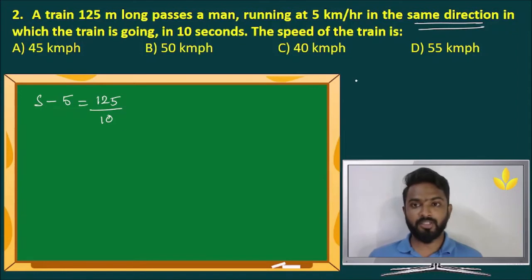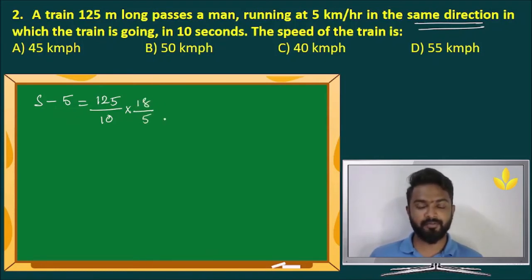Now all the options are in kilometer per hour, so we need to convert this meter per second into kilometer per hour. Meter per second to kilometer per hour. We are going from small to big. So we multiply with a bigger number. That is 18 by 5. So 5 2s are 10, 5 5s are 25, 2 9s are 18. That is 45. Speed of the train is nothing but 45 plus 5, that is equal to 50. That is the answer. Answer is B.